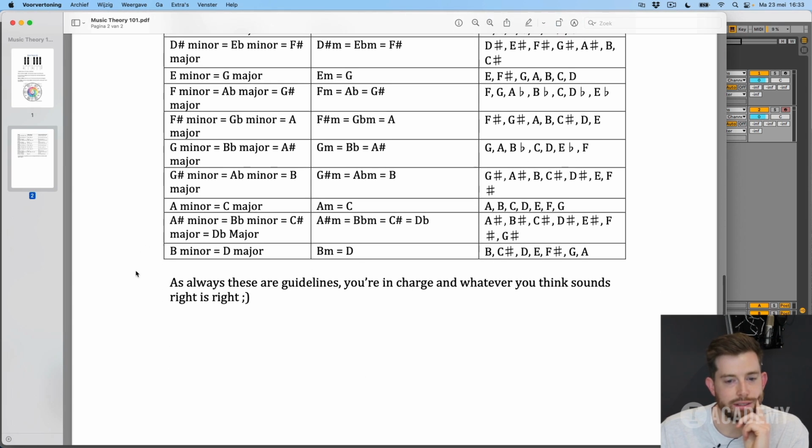But as always, these are guidelines, not rules. You can always use your ears. If it sounds bad, it's probably bad. If it sounds good, it's probably good. But it should give you some guideline when working with musical elements.